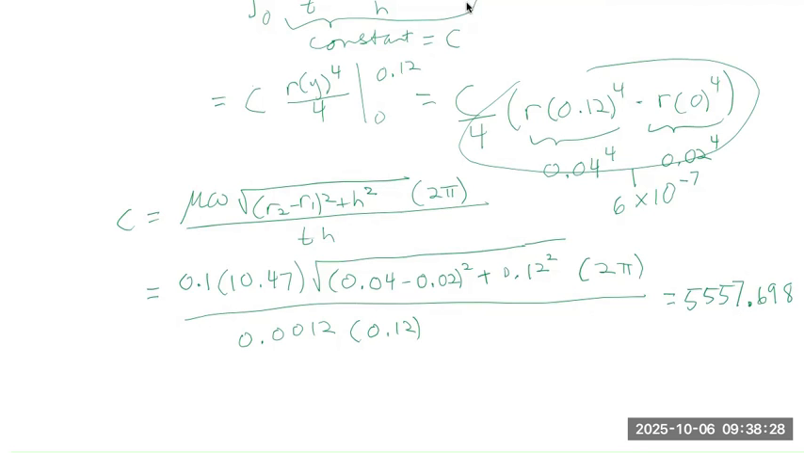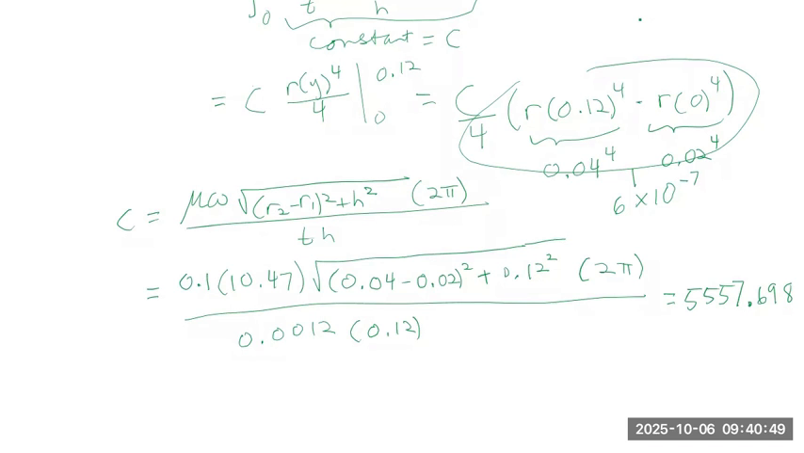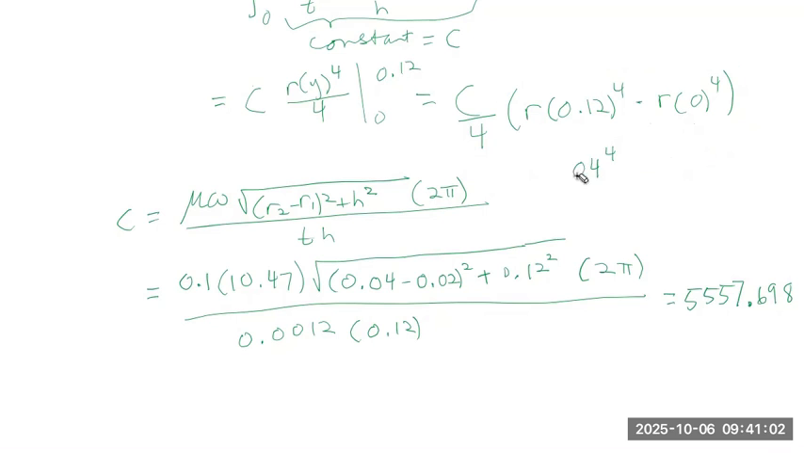Hmm, a wrong answer. So let me double check. So actually we forgot a crucial point over here, and that is that we have to divide this part by R2 minus R1 over H. And this is because of the chain rule.